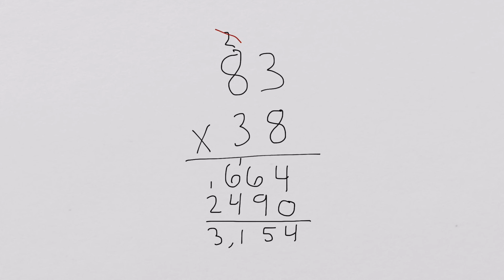So if you've done this correctly, your two partial products would have ended up being 664 plus 2,490, and our answer would have been 3,154.